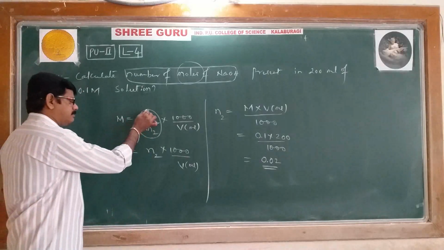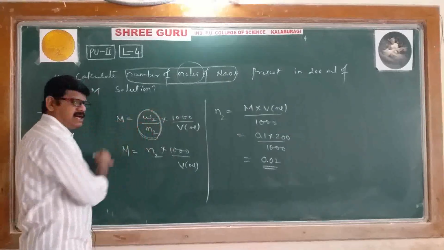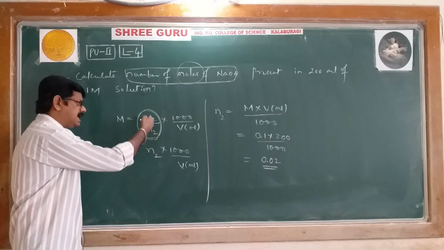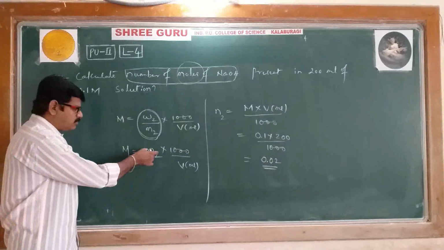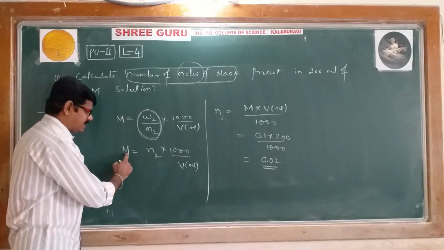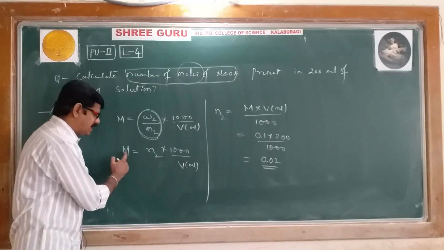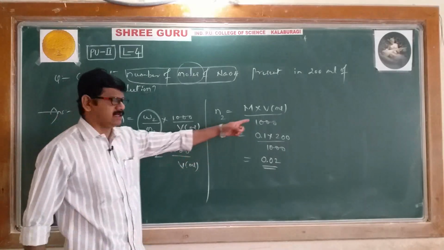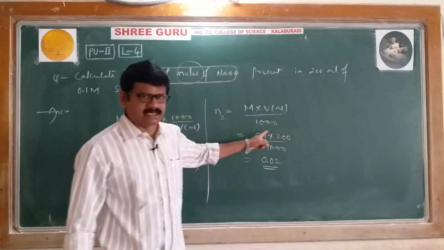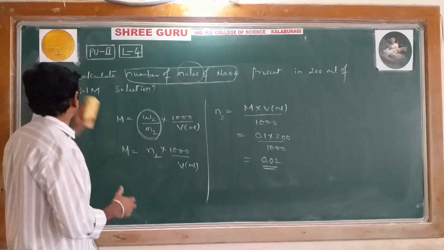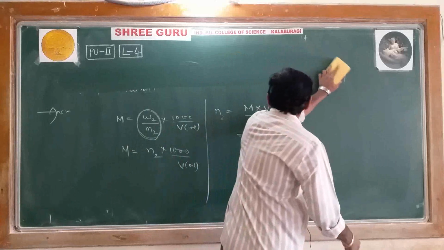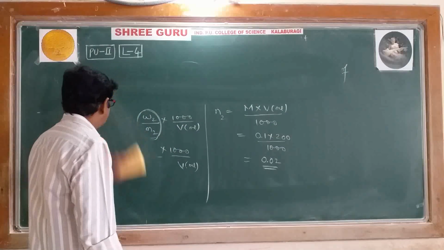And here the number of moles is nothing but mass by molar mass. That's why I replace mass by molar mass with moles, and that moles I bring to the LHS. Cross multiplication gives molarity into volume divided by 1000. This is our new formula, and if you substitute the values in it, you will get the answer. Right. Next question we'll discuss.